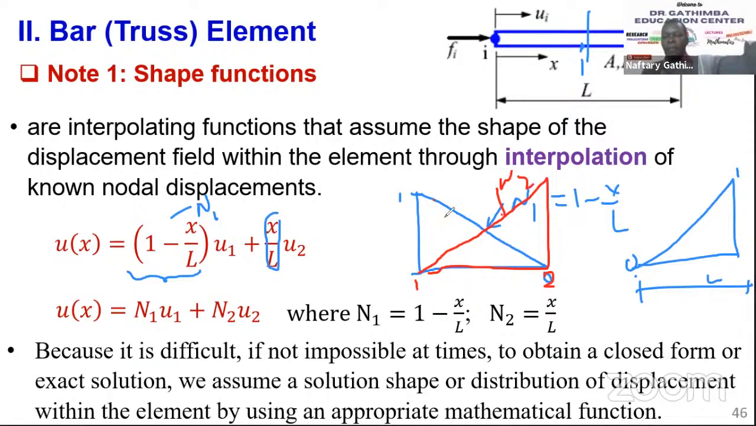So you can see there, as we move from node 1 to node 2, the weighting function N1 continues decreasing, such that when we are at node 2, the contribution of node 1 is insignificant. The displacement at node 2 is independent of displacement at node 1. Another thing to note is that the values of the shape function vary from 0 to 1. Of course, because we assume the linear relation, that's why we have a straight line.